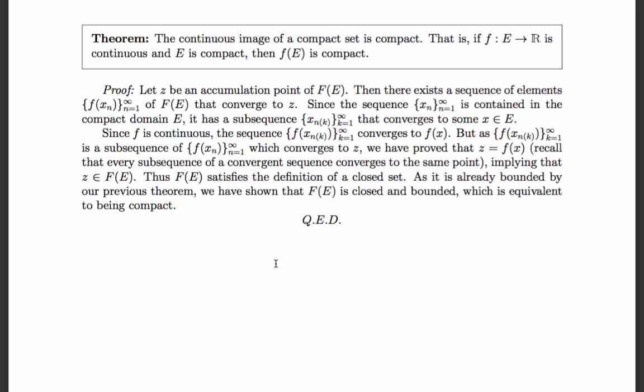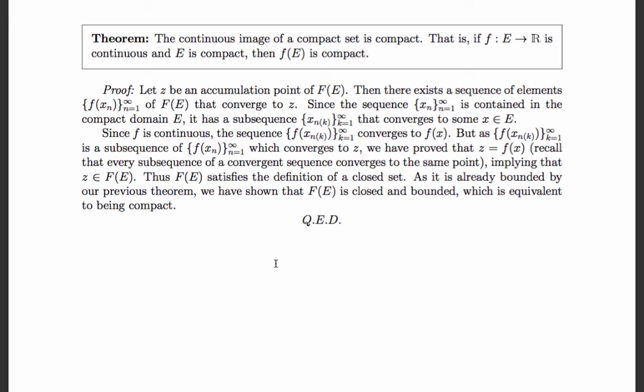How did we do that? Well, remember, every subsequence of a convergent sequence, and f of xn is a convergent sequence, converges to the same point. So if f of xn converges to Z, then f of xn sub k converges to Z as well. We know f of xn sub k converges to f of x, therefore Z equals f of x.